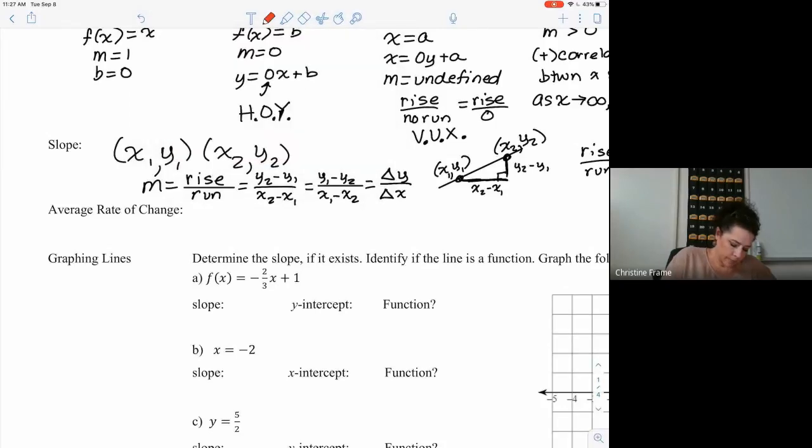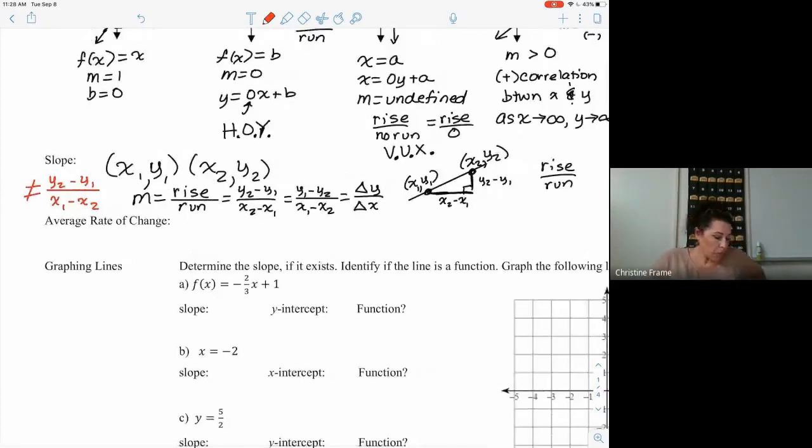By the way, this is not okay. Y sub 2 minus y sub 1 over x sub 1 minus x sub 2. That is not okay. That will throw off the type of slope that you should be drawing. If you need a positive slope, you're going to find a negative. If you need a negative, you're going to find a positive. So be very strategic and careful. So those are your formulas for slope. Again, my preference is the simple one, change in y over change in x.